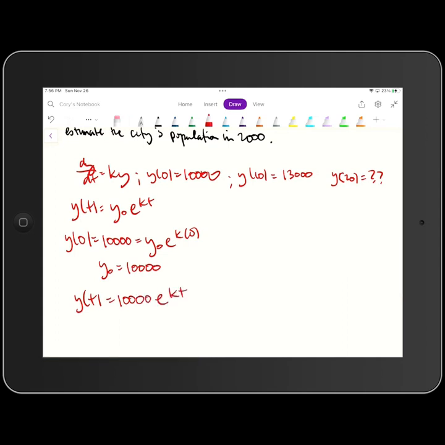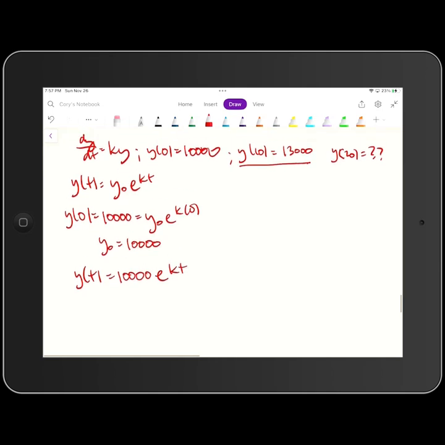And again, we know we are looking at exponential growth here because as time elapses, the population is getting larger and larger. We can take this second initial condition here and use it to figure out k's value.